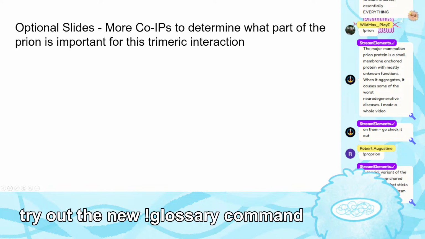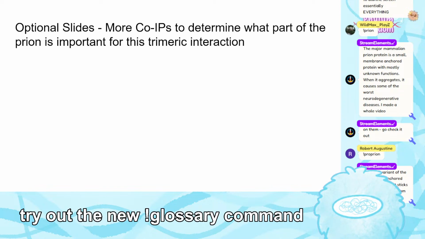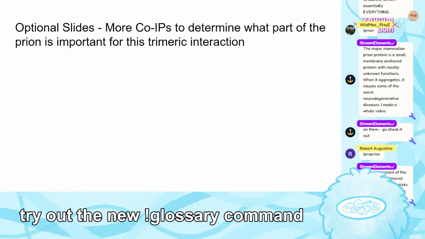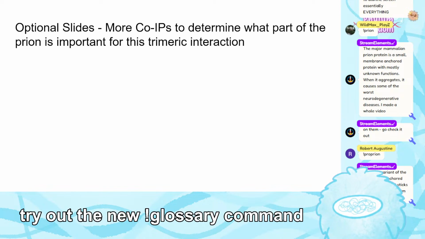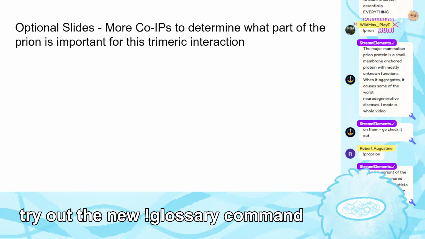So here we have the optional slides, and here I will take another poll to determine whether or not we want to do these optional slides. And here I'll be a lot slower and walk through them, because I think these are pretty meaty and nuanced, and really showcase how elegant molecular biology can be. So, optional slides, yes or no? How much of a challenge does chat want?